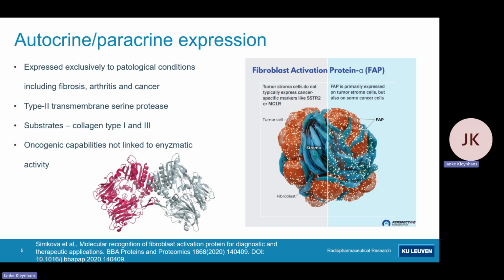Then FAPi has autocrine and paracrine expression. I borrowed this picture from Perspective Therapeutics. It nicely says this. So traditionally, if you look at PSMA or SSTR2, the expression is only on the cells themselves, as you can see here in the red. Whereas with FAPi, it is on the stroma, the cells surrounding the tumor, as well as sometimes on the cells themselves, although for me, still this is not the main mechanism. Mostly it's still FAP on the outside of the tumor cells. And as such, it's also important to remember that FAP is expressed in fibrosis, arthritis, and cancer and other diseases.